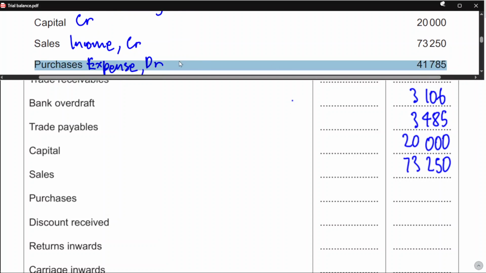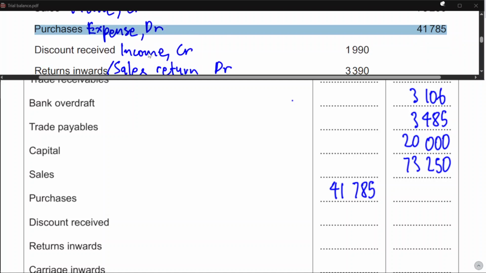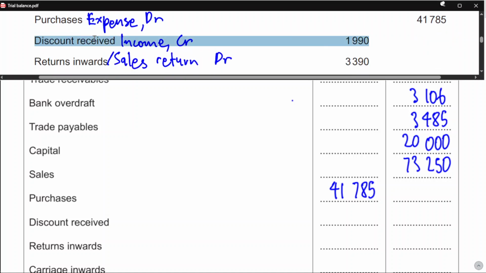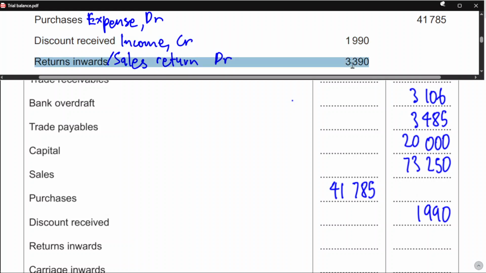And this one you want me to debit 41785. This one debit 41785. Then continue. That one credit 1990. And debit 3390. Debit 3390.